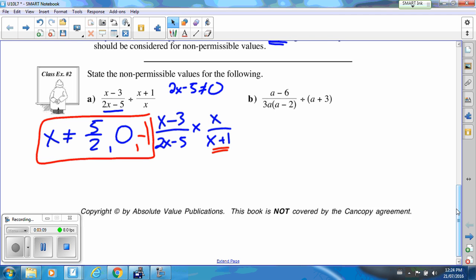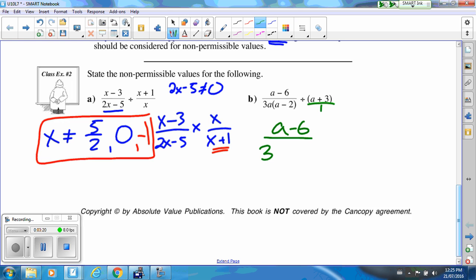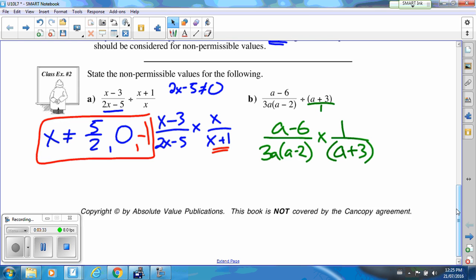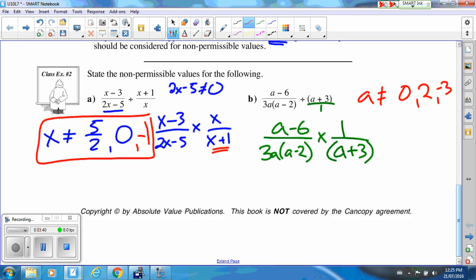So same thing here. This one doesn't have a denominator, but I can give it a denominator by making it over 1. So here I have a minus 6 over 3a, a minus 2, times 1 over a plus 3. And then nothing cancels off here, so my non-permissible values are a cannot equal 0, 2, or negative 3.